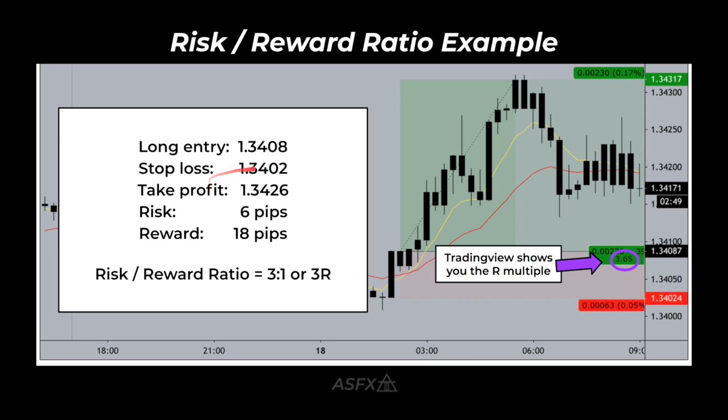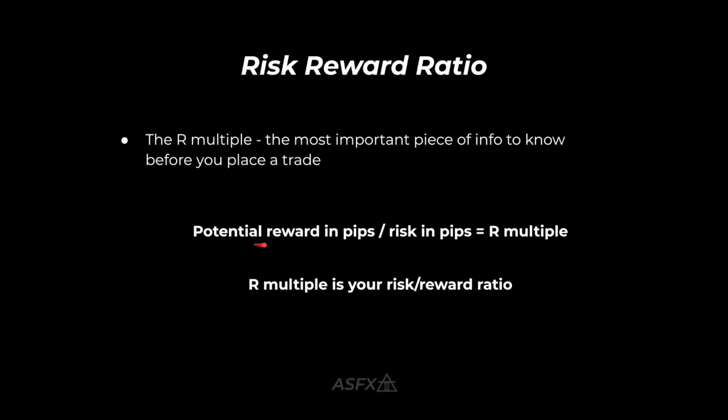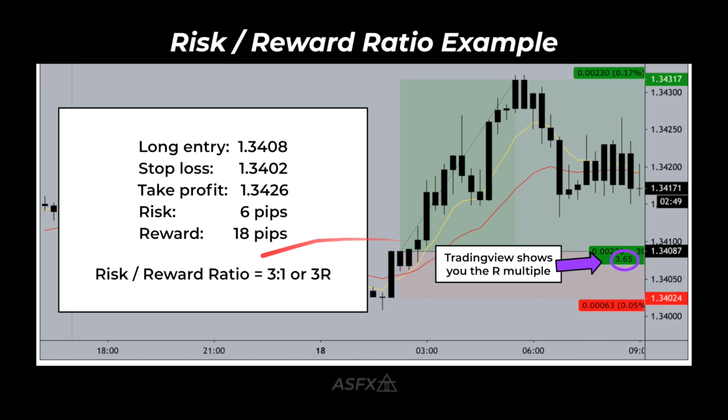Here, we can see that we were long at 1.3408 with a stop loss 6 pips below at 1.3402. 8 minus 2 is 6. There's your 6 pips worth of risk. The reward here, our take profit was set at 1.3426, was about 18 pips. So when you do your equation, again, potential reward divided by risk, you end up with 3R, 3 to 1 here.